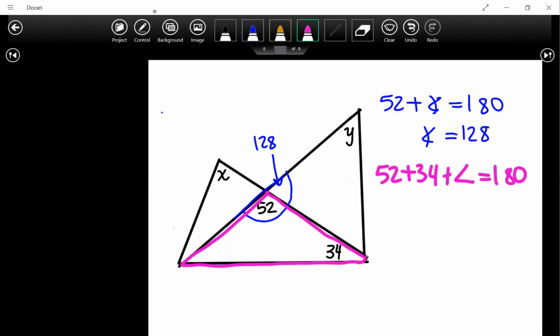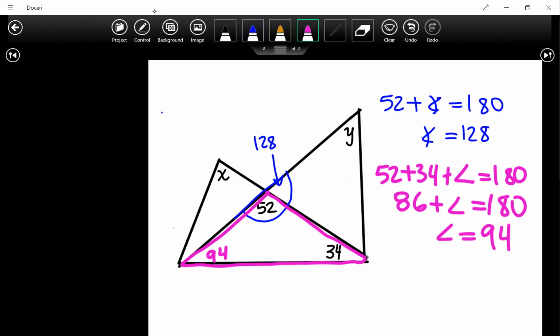52 and 34 is 86. 86 plus the angle will equal 180. Subtracting out 86, the angle will be equal to 94. So I'm going to put that in there as 94. So we're getting there. We're moving along here. Is there anything I can really solve out for?